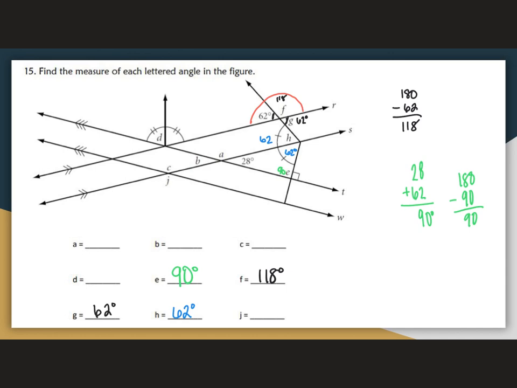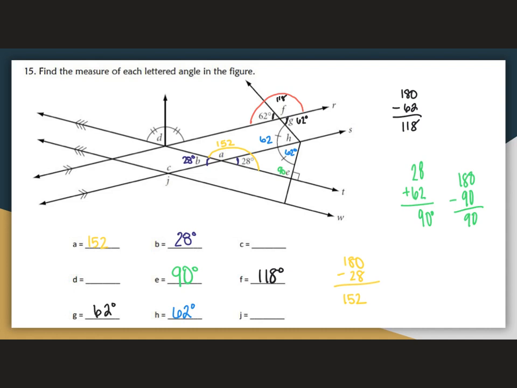If I continue working my way across, the next thing I notice is A and 28 are a linear pair. Again, linear pairs add up to be 180, so if I take 180 minus 28, I get 152 degrees, so A is 152 degrees. I also notice that 28 and B are vertical, and vertical angles are congruent, so angle B is 28 degrees.